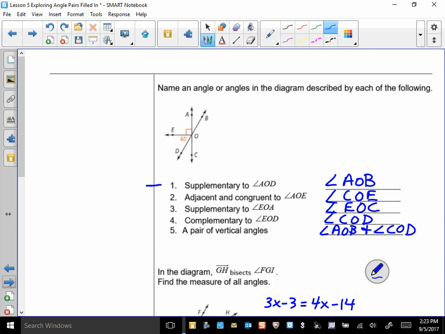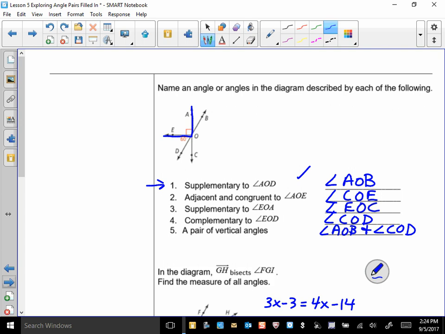Number 1 says we're looking for an angle that's supplementary to AOD. Well, I'm going to look for one that's a linear pair, right? The other angle in that linear pair, and that would be angle AOB, right? Supplementary, so angle AOB. Number 2, I want something that is adjacent and congruent to AOE.